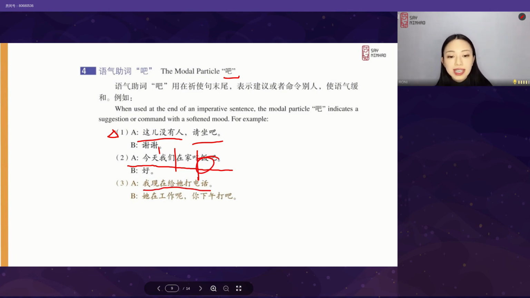Last one, 我现在给她打电话, I will call her right now. 她在工作呢, she is working now. 你下午打吧, you call her in the afternoon. When I just say 你下午打, it sounds like a command, like I am giving an order. But when I say 你下午打吧, it sounds softer. When I say, tomorrow let's go to watch a movie, it is 明天我们去看电影吧. Then it sounds more like a suggestion instead of a command.